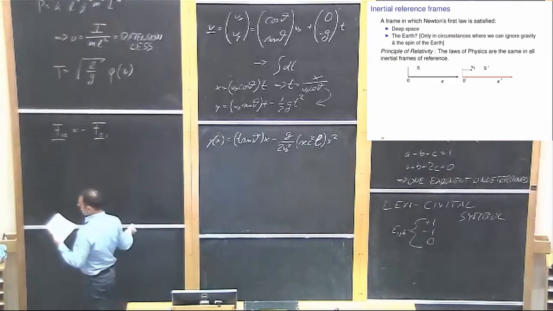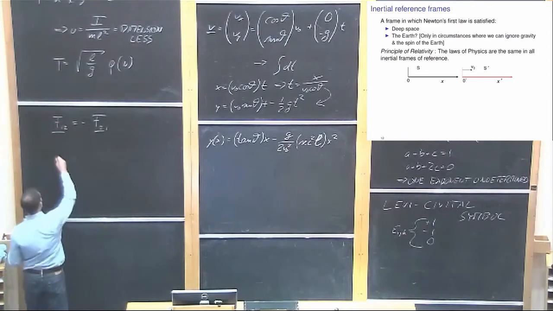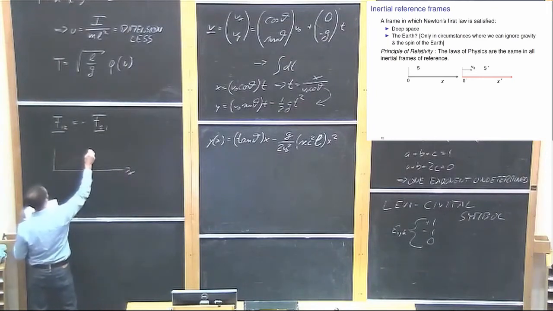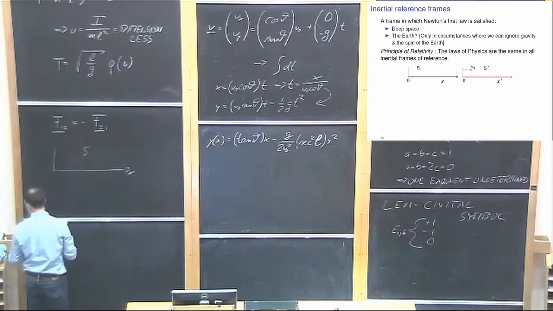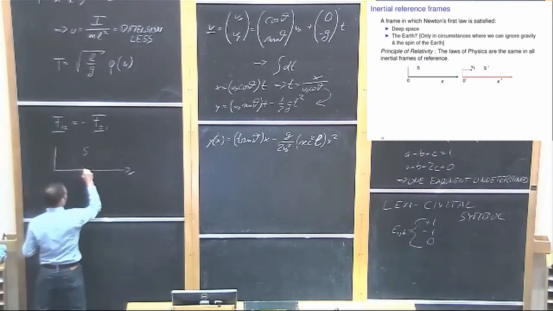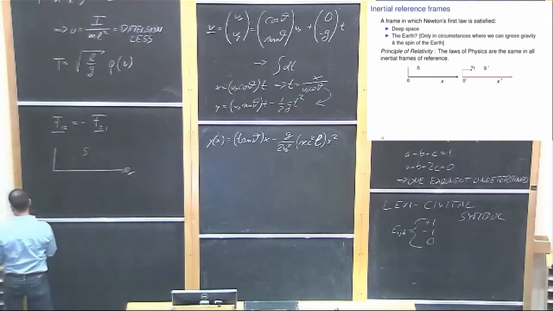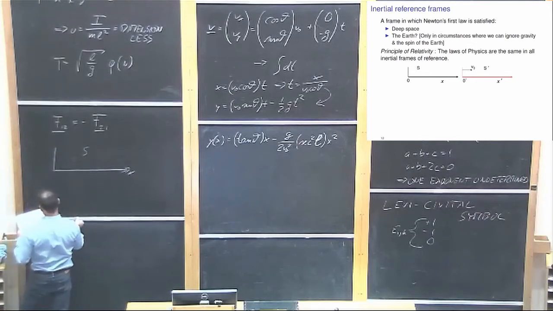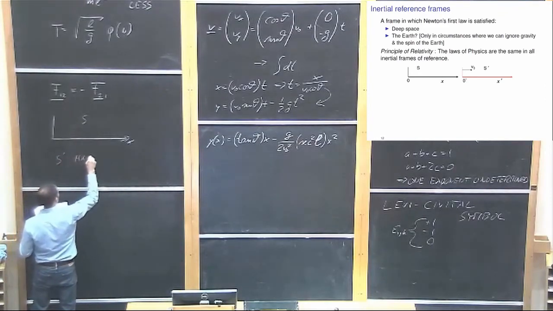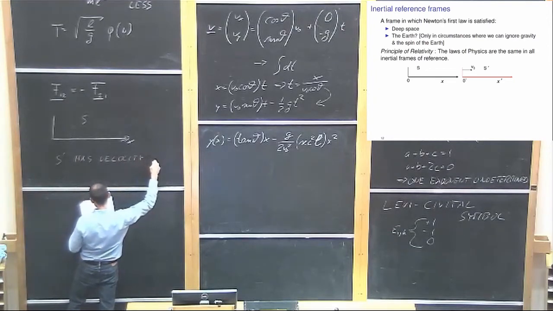Now, let's have a look at those two frames of reference, S and S prime. We have here x, that's our reference S, and at time t equals 0, we have them on top of each other. Now, S prime moves, however; S prime has velocity v naught.